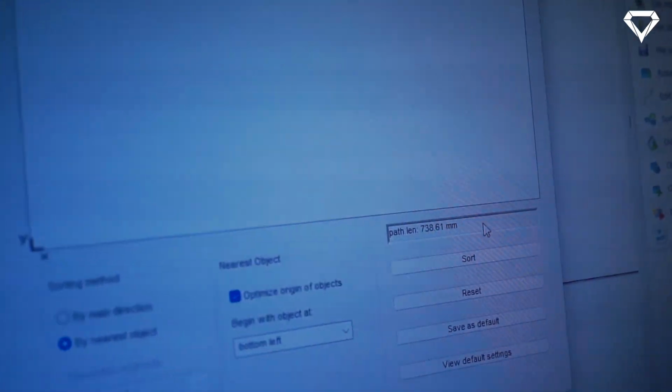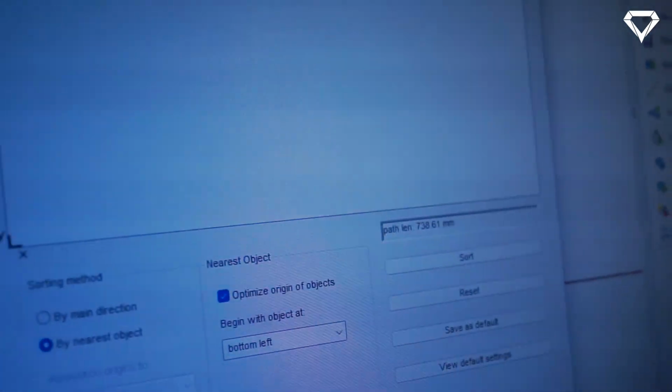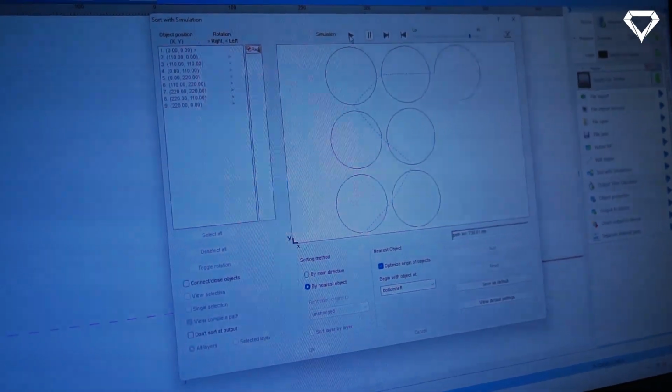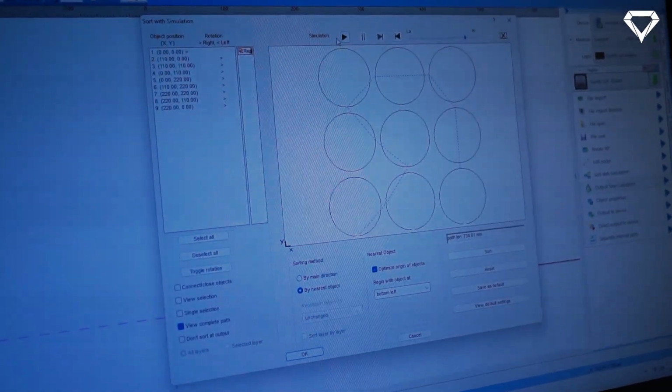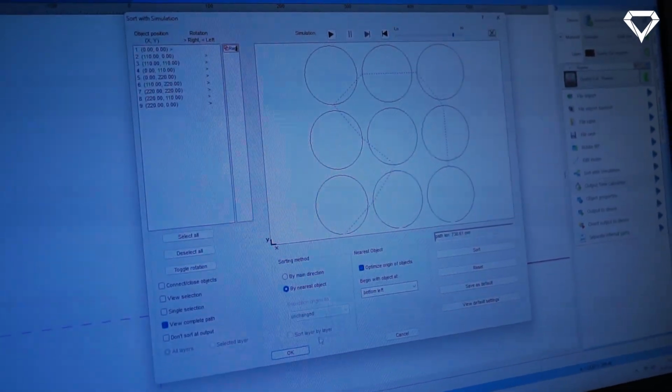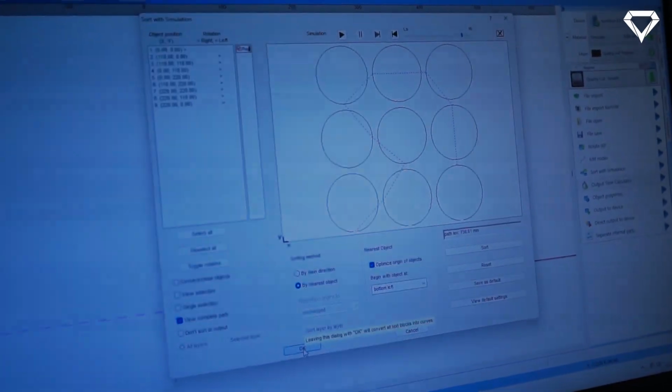I can press the sort, and you can see that the path length is much shorter than before. And if I would run the simulation again, you can see there's a much more logical way of moving around, and this will shorten the production time on a big amount. So let's see on the machine how that will look.